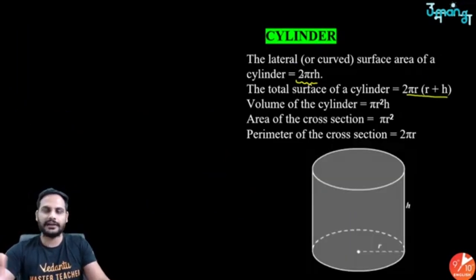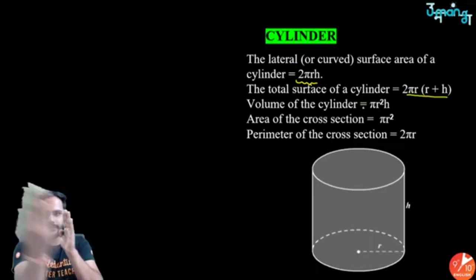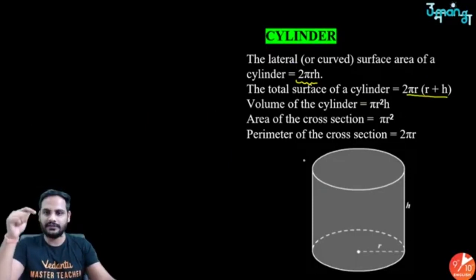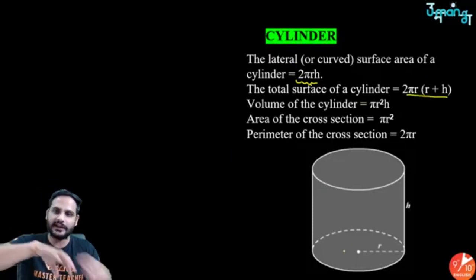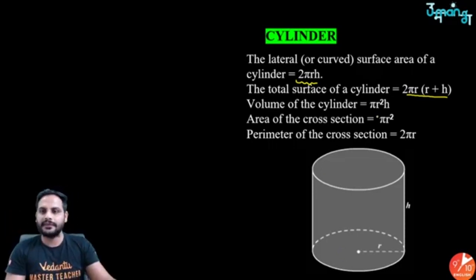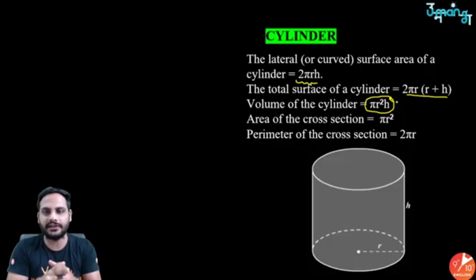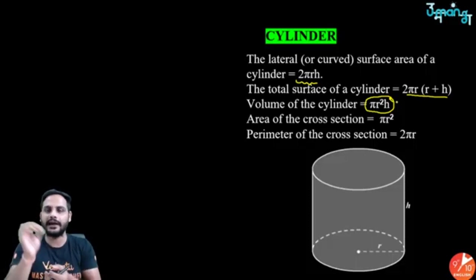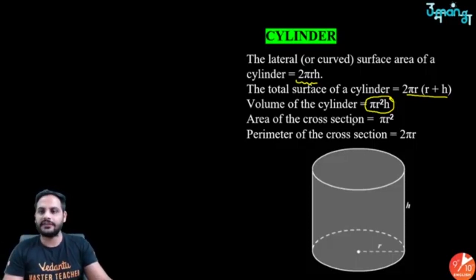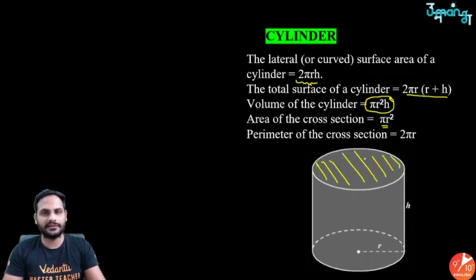We have told you very clearly, CSA means only the area of the curved surface. TSA means the area of top and bottom is also included, the area of all the surfaces. Then the volume of the cylinder is pi r square h. That is the capacity of a cylinder. Area of the cross section is pi r square. The cross section is the circular cross section, so pi r square is the area of the circle.